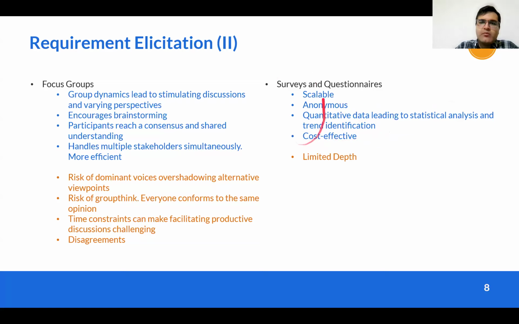Okay. Problem with surveys is there's limited depth. You can ask a question and then you can put a why question after that, right? Do you think this is this? And then they say yes or no, maybe. And then you ask why, right? But you can't really go in detail, right?